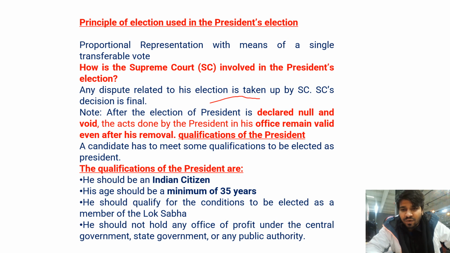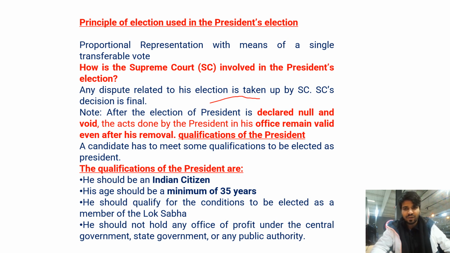So what are the qualifications to become a President? A candidate has to meet some qualifications. He should be a citizen of India. His age should be a minimum of 35 years, and he should be qualified to be elected as a member of Lok Sabha. He should not hold any office of profit under the central government, state government, or any public authority. So the President should also not hold any office of profit.